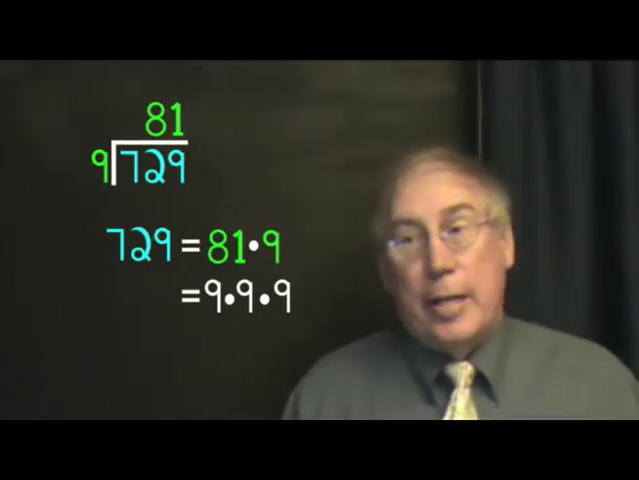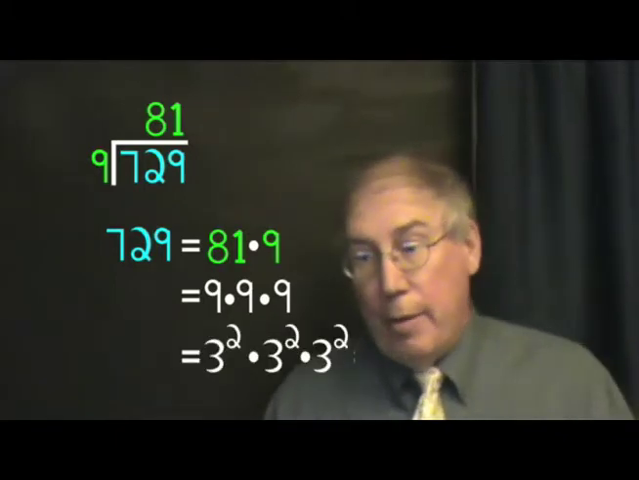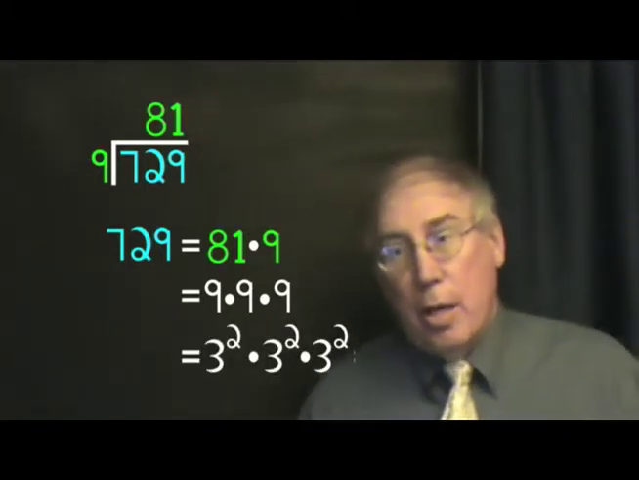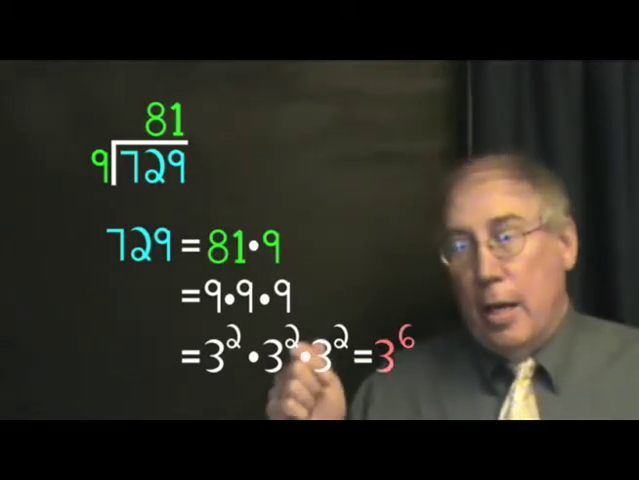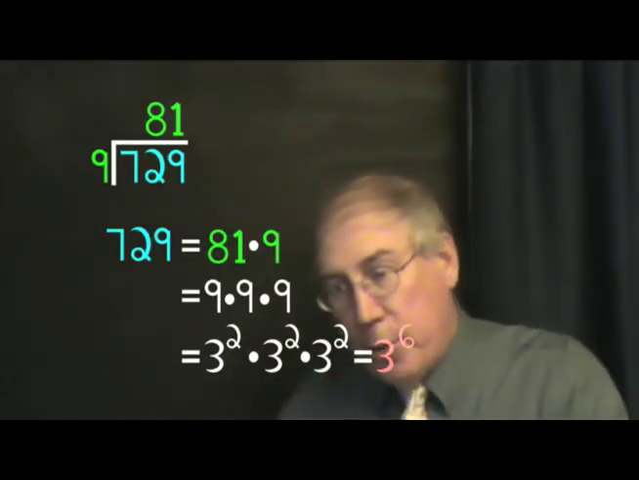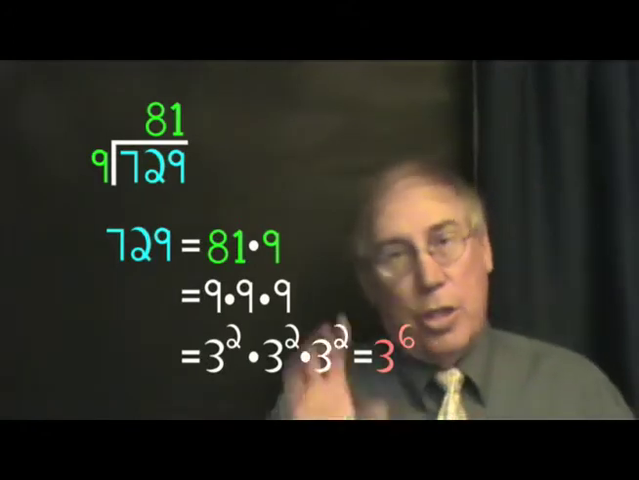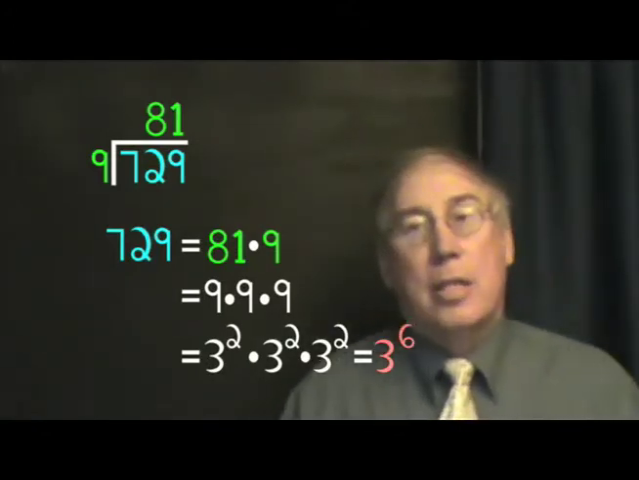So 81 is 9 times 9, and then the other 9 that we have. And all those 9s further work down to 3 squared. Now, if you multiply all the 3 squareds together, you get 3 to the 6th. You just add the exponents. So that's the prime factorization of 729. We just worked it down till we have easier factors to work with.